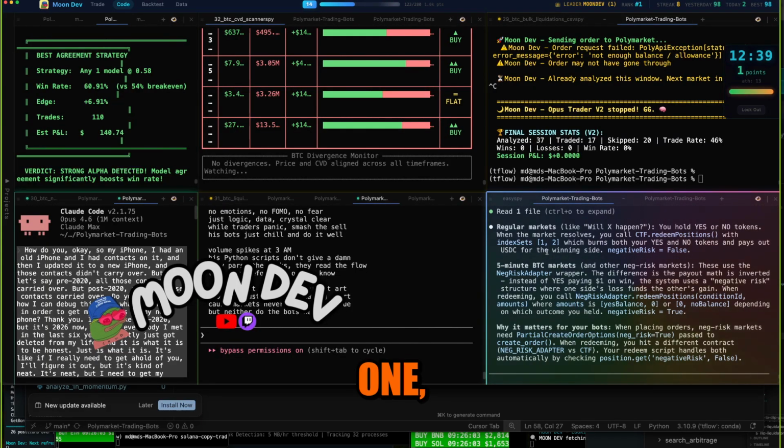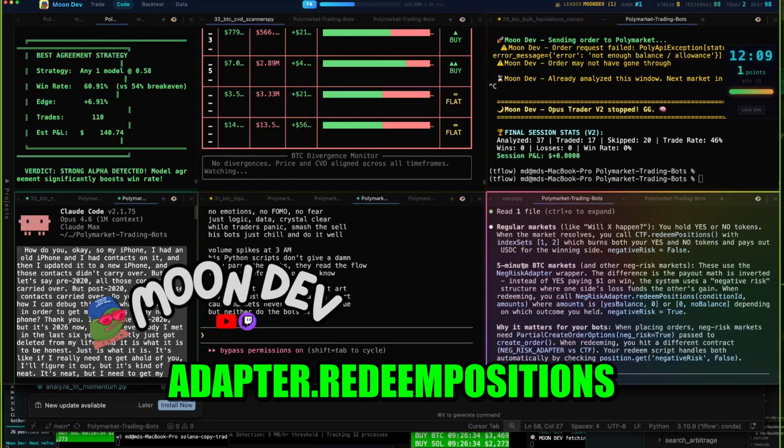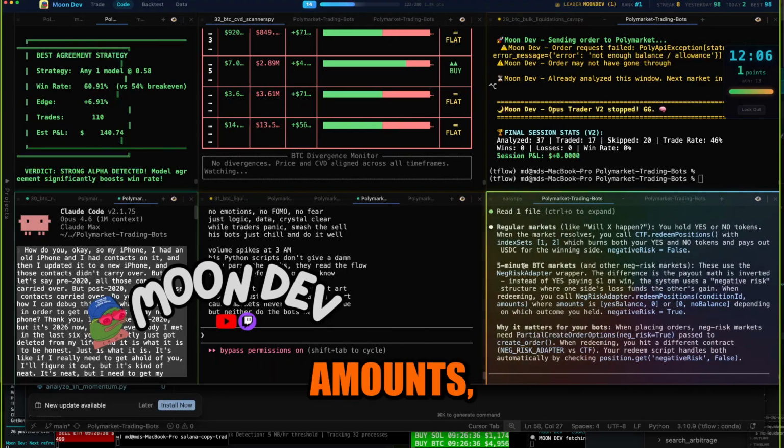When index sets 1, 2, which burns both of your yes and no tokens, pays out USDC for the winning side. But the 5-minute BTC markets use the negative risk adapter wrapper. The difference is the payout math is inverted. Instead of yes paying $1 on win, the system uses a negative risk structure where one side's loss funds the other's gain. When redeeming, you call negative adapter.redeem positions condition ID amounts, where amounts is yes balance 0 or 0 no balance, depending on which outcome you held.